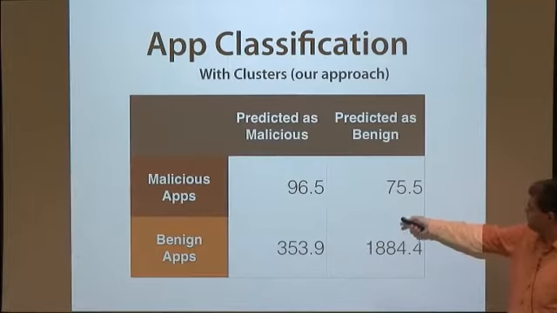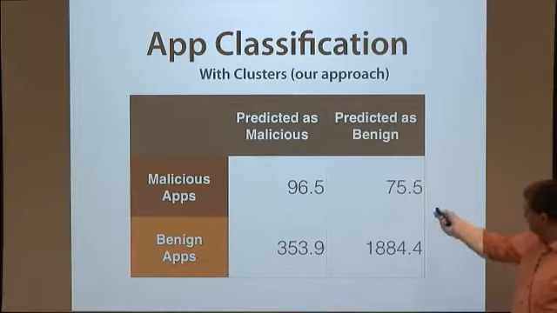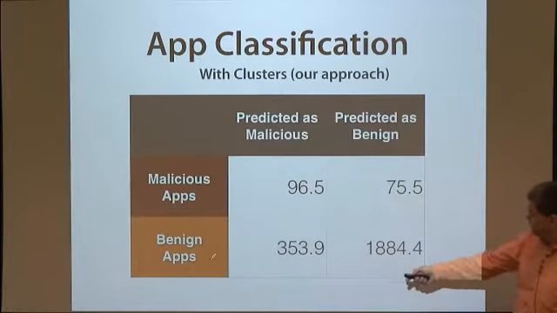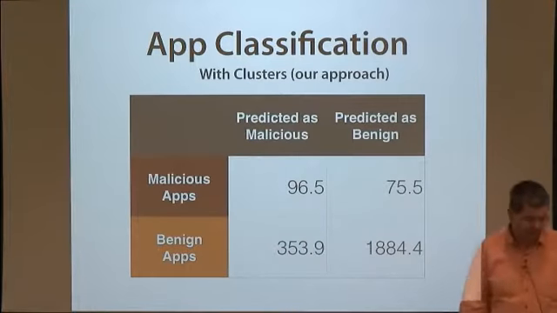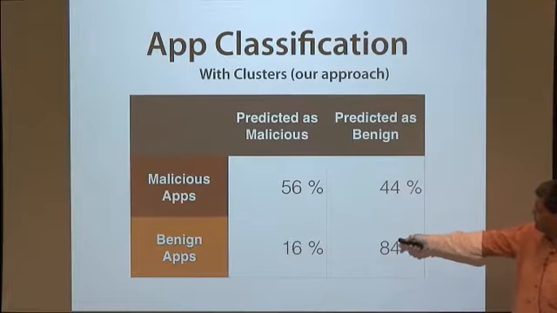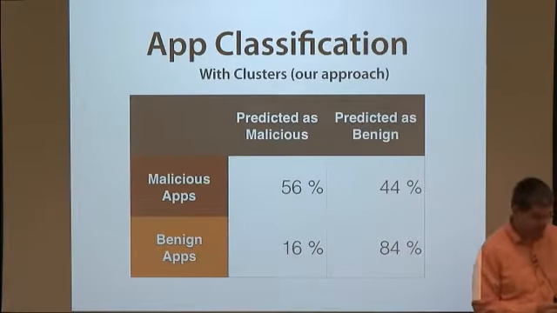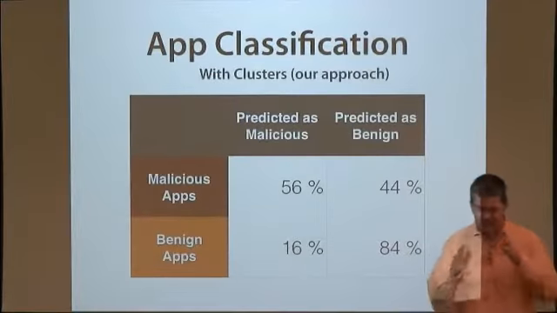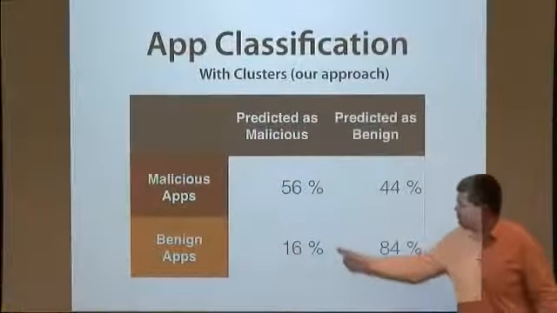From our malicious apps, the vast majority was also predicted as malicious. A smaller part was predicted as benign, and of our benign apps, a large majority was also properly predicted as benign. In percentages, 84% of our benign apps were correctly predicted as such, and 56% of our malicious apps were also properly predicted as such. And of course, if you do have a malware scanner on your Android phone, you will get much better results.